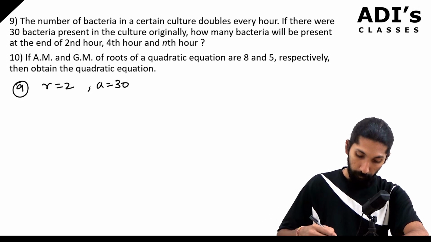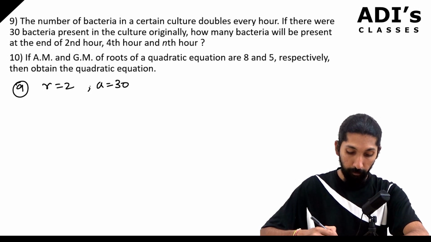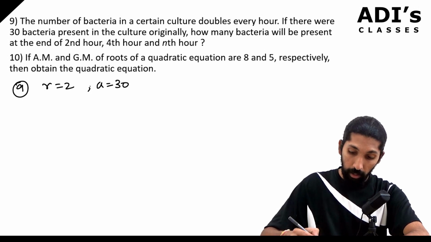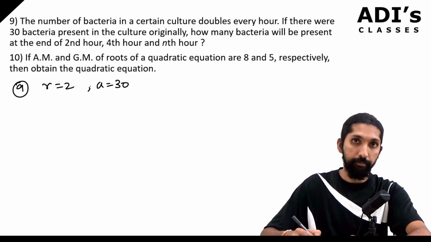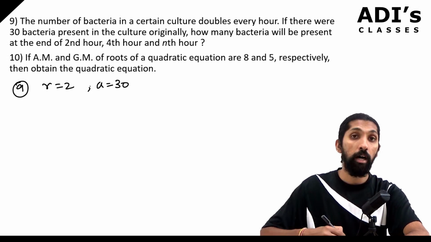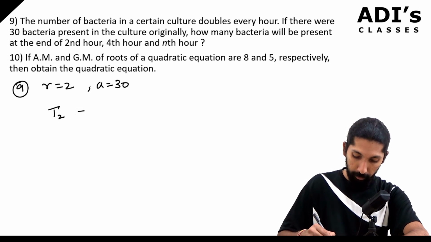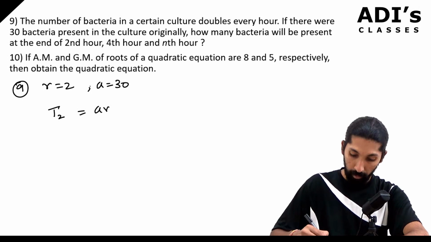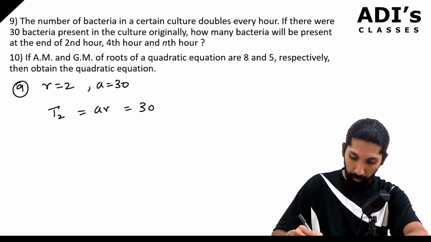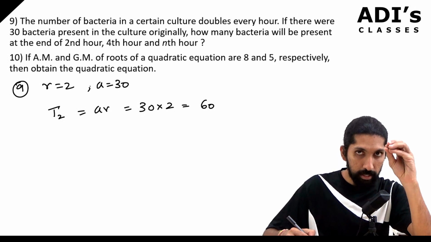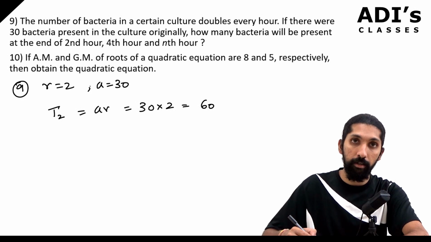Right? So first we need to calculate for 2nd hour. See, originally it is 30. Correct? A value is 30, R value is 2. Now they're asking you to calculate T2. T2 is nothing but AR. That means 30 into 2, which is 60. So at the end of 2nd hour, we have 60 bacteria.